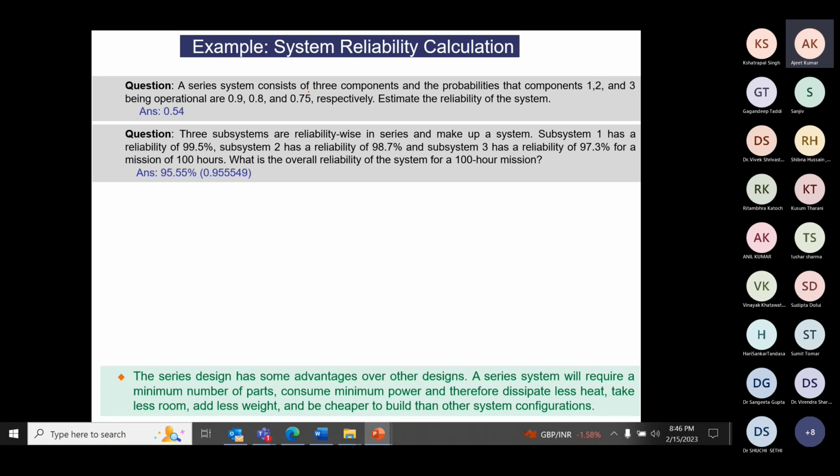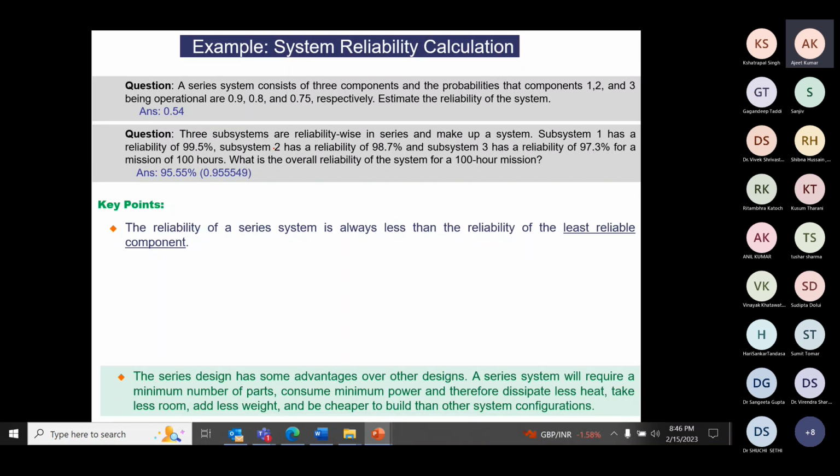Okay, similar way, same thing here. The key point is reliability of series system is a very important point to understand. This is a very important point. Now you understand the class 2 mathematics: A into B into C. That's all. If your system is series, all systems have some reliability.